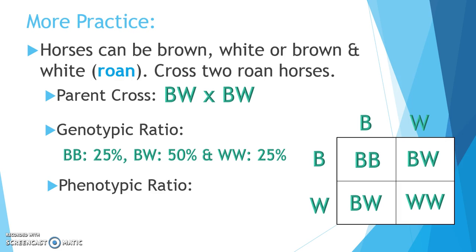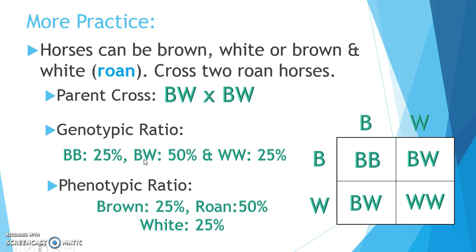When it comes to interpreting phenotypes, it goes like we did before. BB would be black, BW would either be brown and white, or you can write roan, and WW would be white.